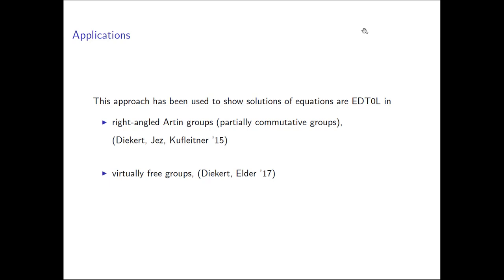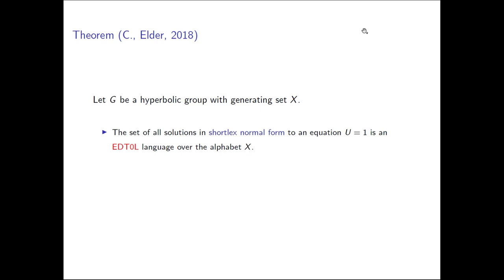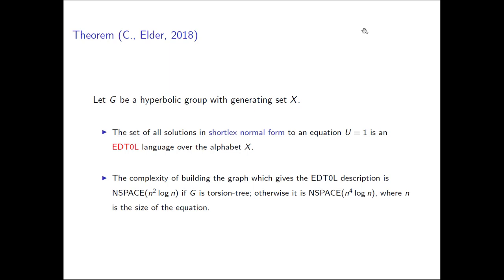Okay, so now the work in progress that I was going to talk about, but I decided not to get into many details, is it turns out to work for hyperbolic groups as well. The result is in progress, so we're still writing, it might look slightly different. But if you look at solutions in a hyperbolic group, think of words over a generating set. We try to express these in the best possible way, which would be shortlex normal form. So this would be DT0L, and the complexity we have right now is non-deterministic space n squared log n. Notice that I split it into torsion-free and torsion case, and that's because we get better complexity for torsion-free. That's the only reason.